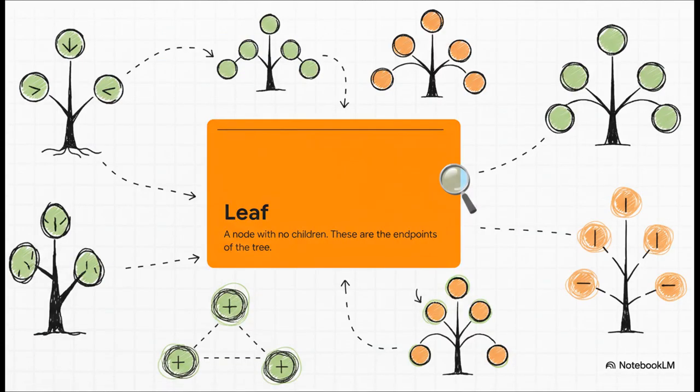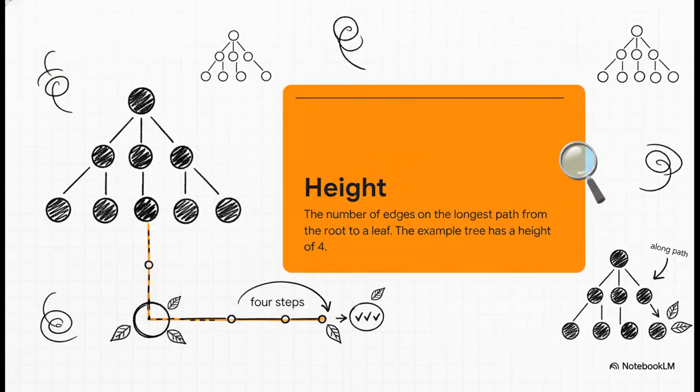So what happens when a branch ends? Well, a node that has no children at all is called a leaf. Makes sense, right? These are the endpoints of the tree. If you follow any path from the top all the way down, you are always going to end up at a leaf.